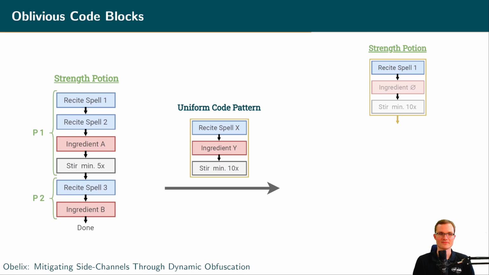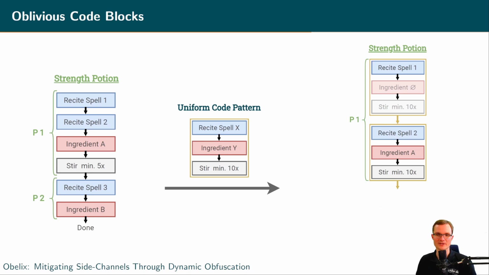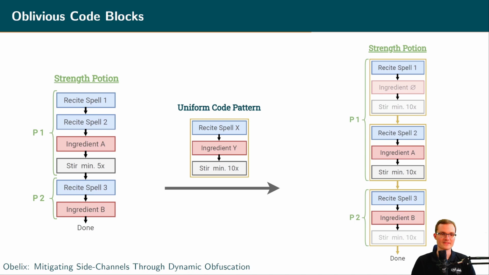All right. Then next block, this fits well. We can get page 1 done by inserting reset spell 2, ingredient A, and stirring. Then we have the first page complete, and then we translate the second page the same way: recite spell, ingredient B, and then another dummy instruction which does nothing. And our program is translated.